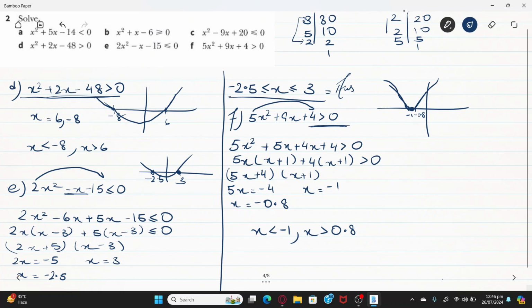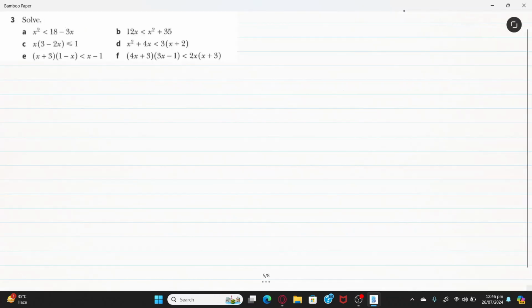Proceeding on to question number 3. For question number 3, part A, we have x squared is greater than 18 minus 3x. Okay, again solve this up. x squared plus 3x minus 18 is greater than 0. Again solve this quadratic equation with the calculator. Positive 1, positive 3, and negative 18. So we are going to get two values: x equals 3 and x equals negative 6.